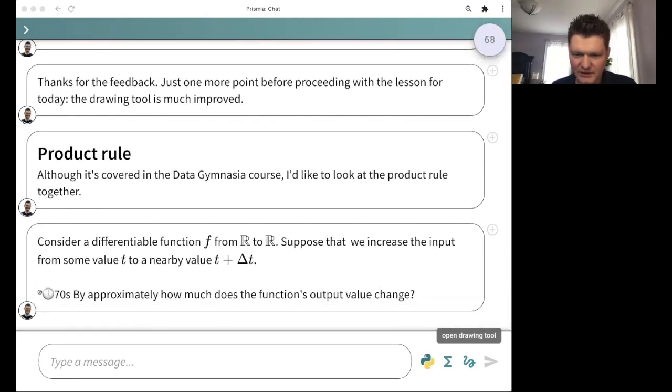Okay, so suppose we have a differentiable function f, and that we increase the input from some value t to a nearby value t plus delta t. So delta t is a small quantity that we've moved over, like let's say it's positive, we've moved over a little bit to the right. Approximately how much does the function's output change by?